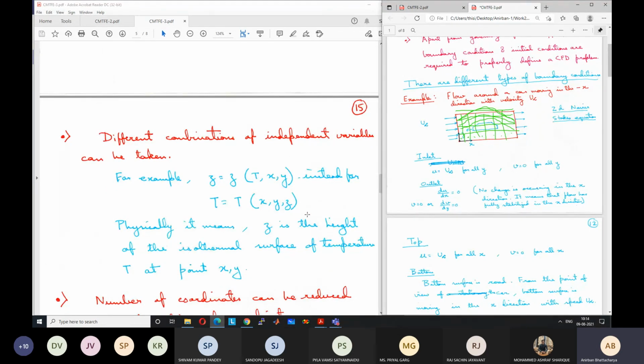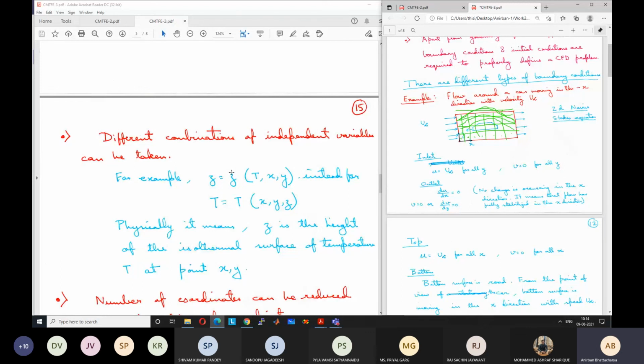Say for example, if you are trying to find the variation of temperature in a 3D domain, generally t will vary with x, y, and z. But I can take another dependent coordinate as z and the independent coordinate as temperature. So my independent coordinates will be temperature t, x and y, and z is the dependent coordinate. Okay, we are trying to solve for z for given values of x, y, and t.